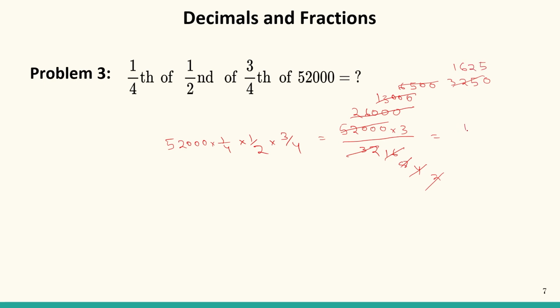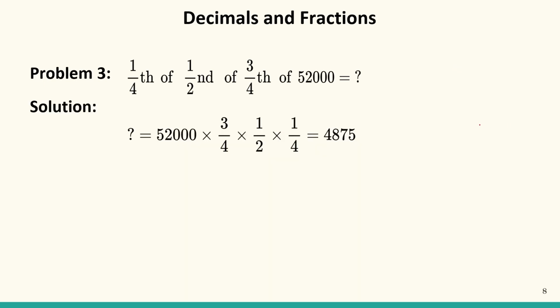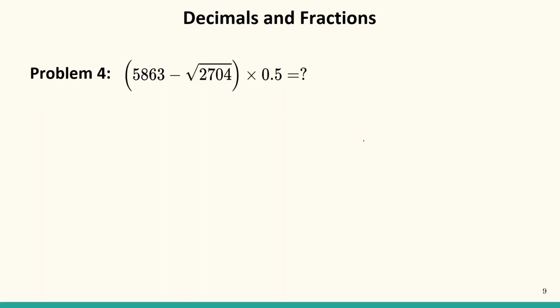So the answer will be 1625 into 3, right? So 1625 into 3: 1600 into 3 is equal to 4800, and 25 into 3 is equal to 75. So adding them up, we are left with 4875. This is the final answer. So it was a very basic one. So let's jump into the next problem.